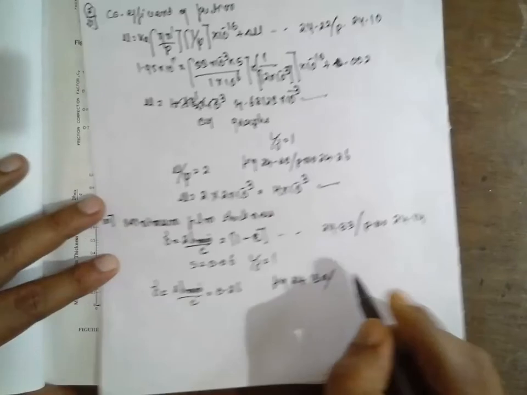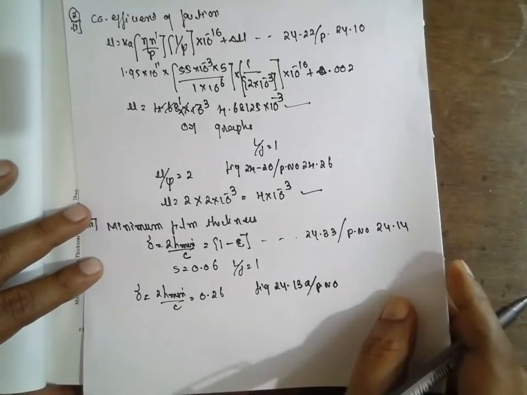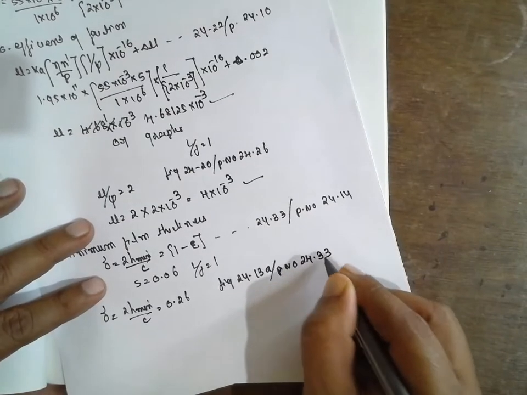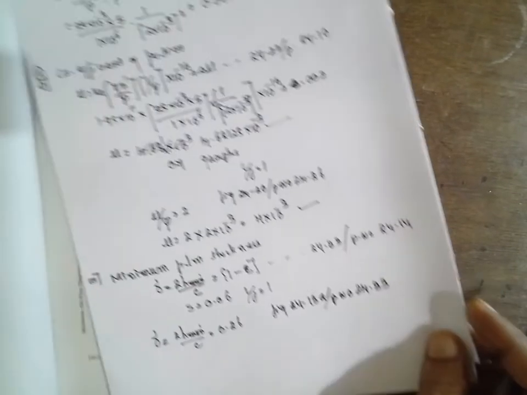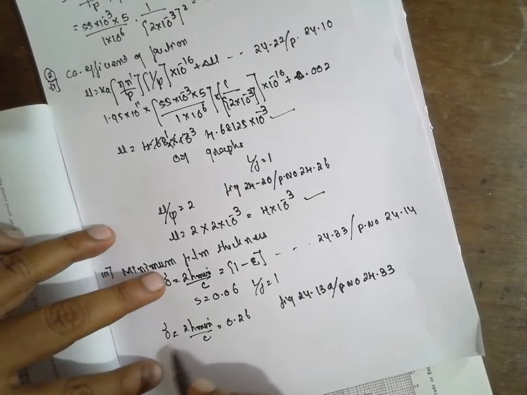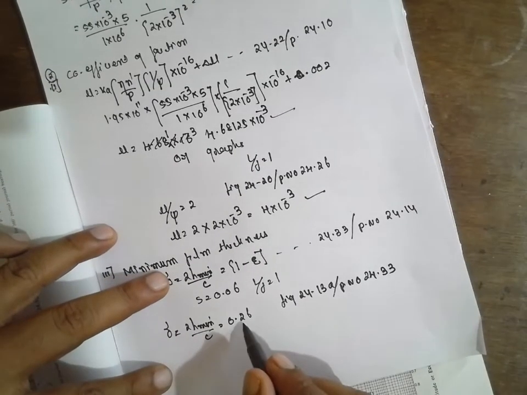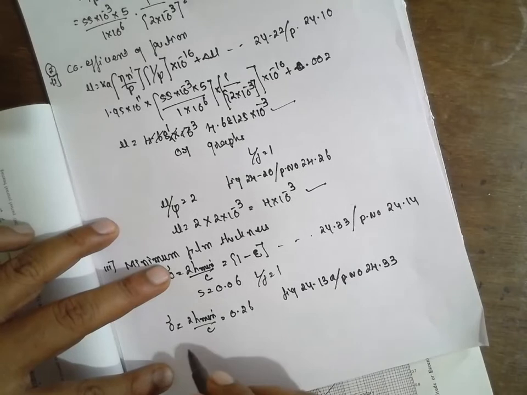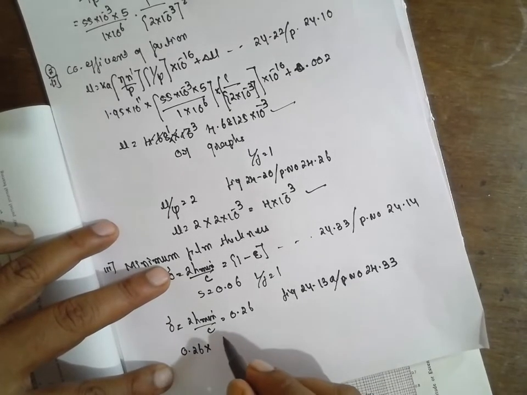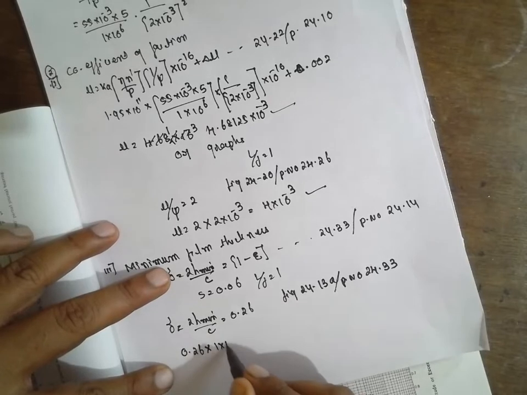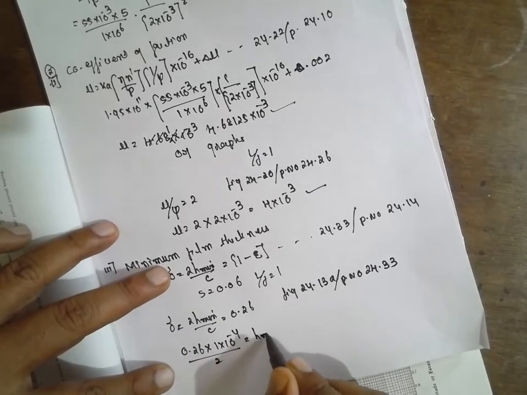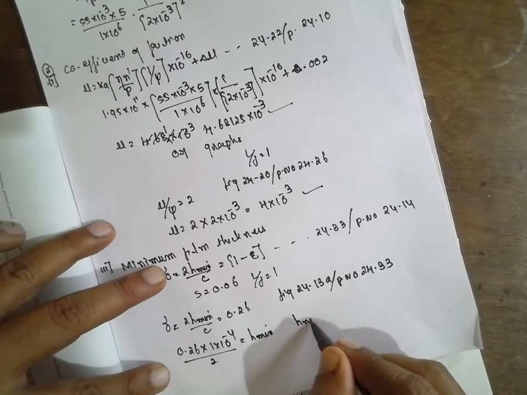Figure 24.13A, page number 24.33. Once you get the value here, substitute the value. 0.26 is nothing but delta. Cross multiply the C value: 0.26 into C value is nothing but 1 into 10 raised to minus 4 divided by 2. You will get H mean.